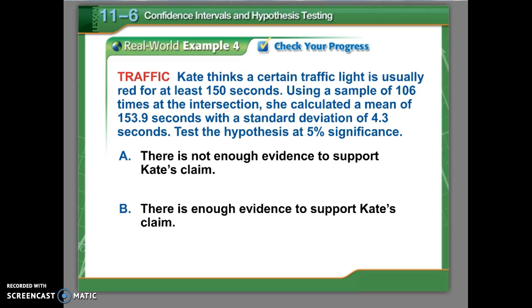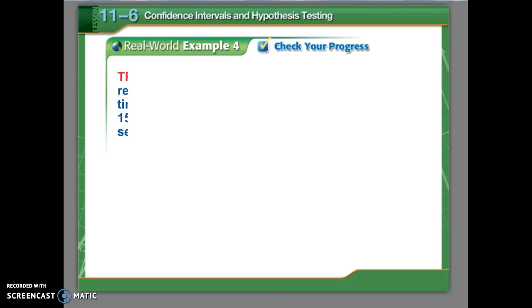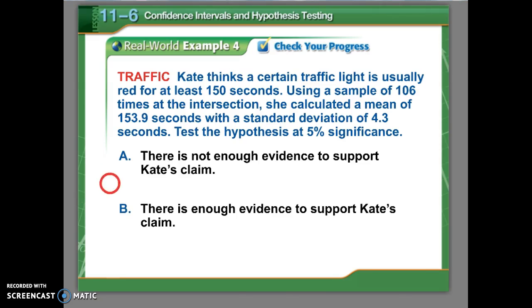Okay, check your progress for example 4. Go ahead and pause the video, read through the problem, go through the 5-step process, and then when you have your answer, figure out, was there enough evidence to support her claim, or was there not enough evidence to support her claim? Okay, moving on. The answer to the check your progress problem is B. There is enough evidence to support Kate's claim.